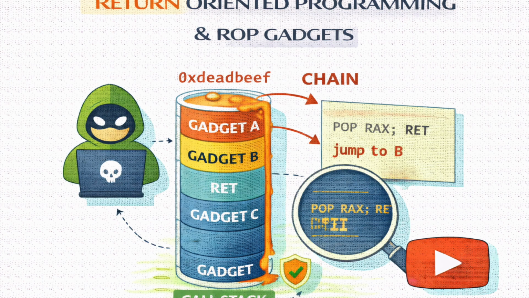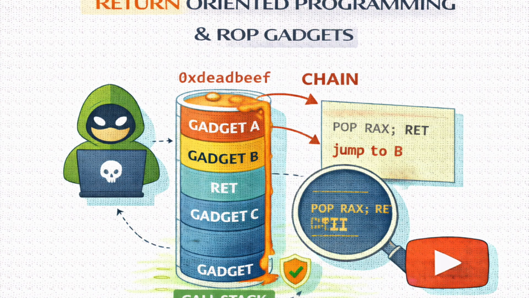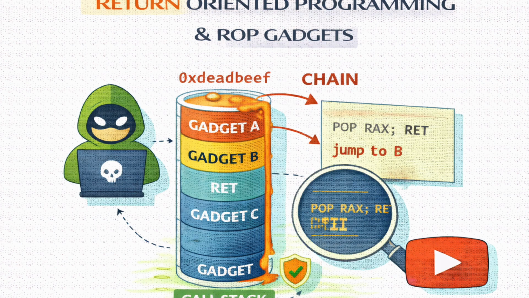Okay, break that down. What does pop actually do? In assembly, POP just means take the top item off the stack and put it in a register. Essentially, it removes one item from the stack. And RET, we know, means execute the next thing on the stack. So here's the dance. We arrange our payload like this: address of function 1, then the address of a pop-ret gadget, then the argument for function 1, and finally the address of function 2.